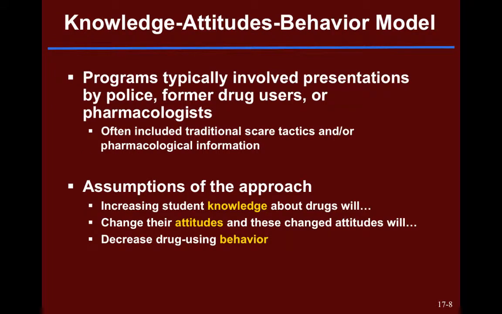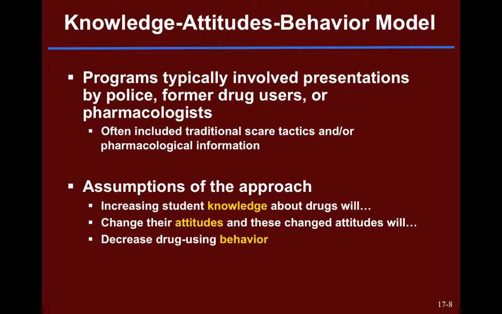So one of the first models that we used when we talked about drug abuse prevention in children was this knowledge, attitudes, and behavior model. So this was kind of that scared straight approach where a school would bring in maybe a police officer, a former drug user, a corrections officer, or somebody like a pharmacologist who knew a lot about the effects of the drugs, and they would try to scare the children in the school setting into not using drugs.